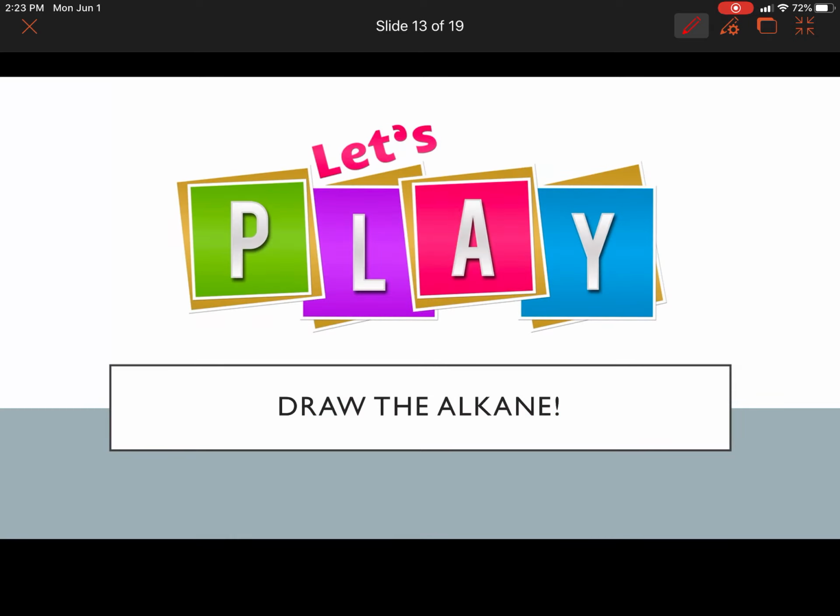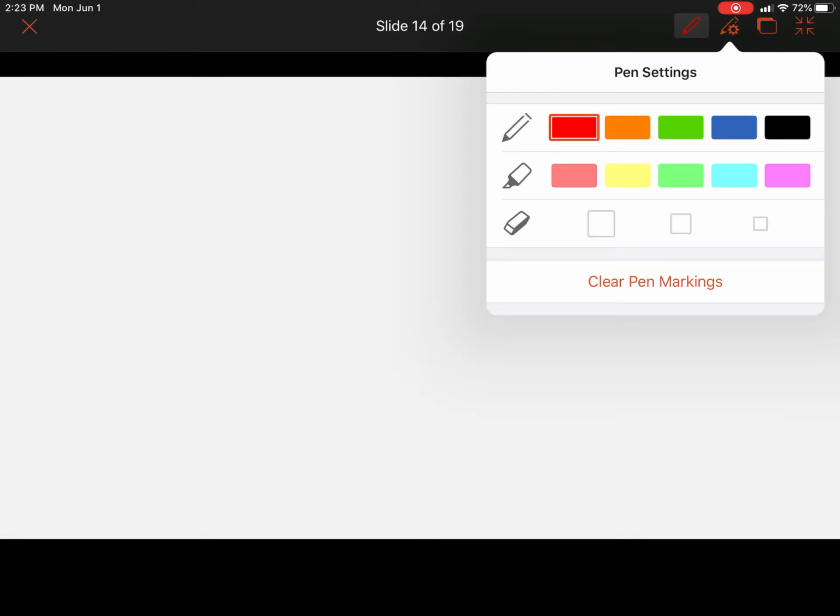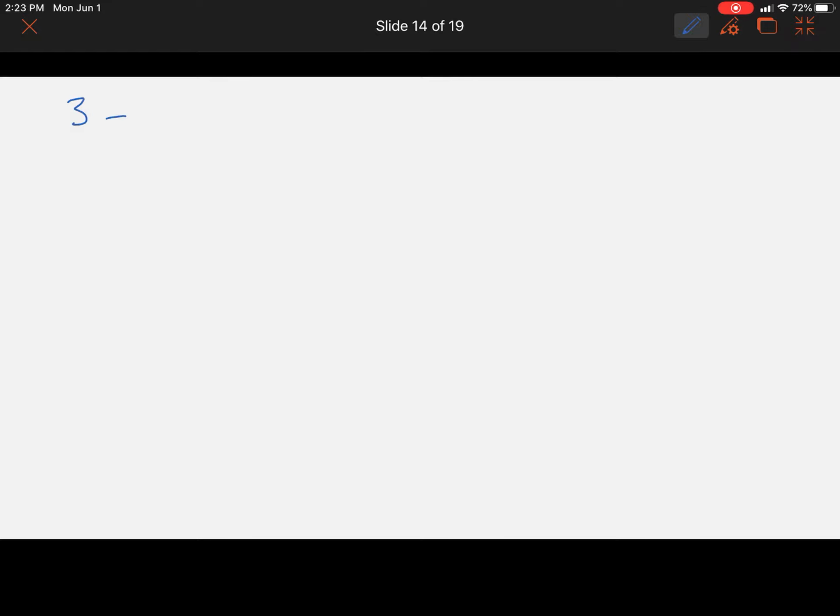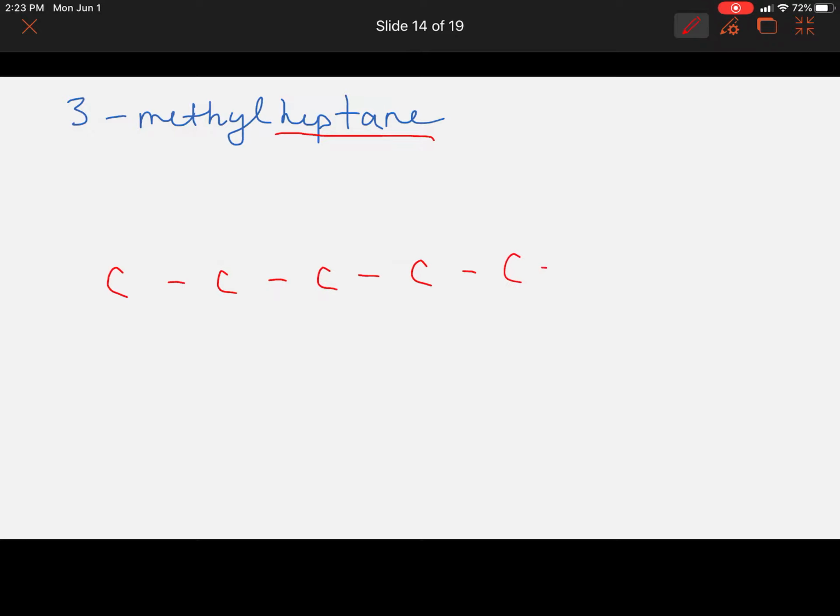Okay, now let's play draw the alkane. So you have to be able to do the opposite of that too. So instead of naming them, we also need to be able to draw them. So let's work through an example. So for this one, let's do 3-methylheptane. So right away, you want to look to the parent chain. So you want to look at this. So this is heptane. Hept is 7. So right away, I'm just going to draw 7 carbons out. 1, 2, 3, 4, 5, 6, 7. Okay, I've drawn 7 carbons.